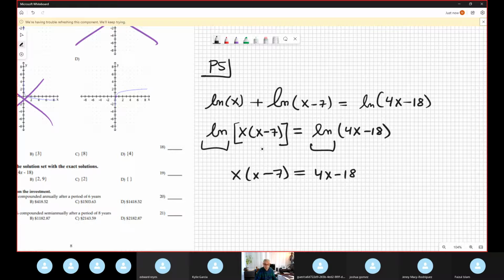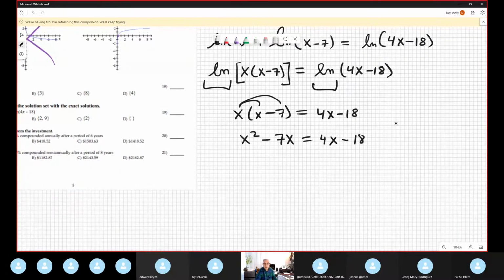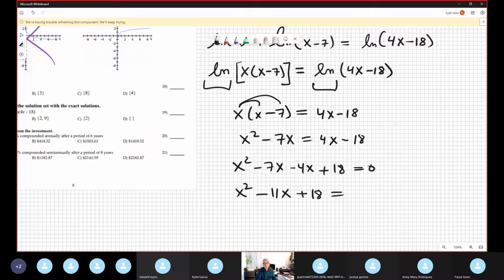So at the moment, we have a quadratic equation because when you distribute it here, we have x squared minus 7x equals 4x minus 18. So you express the quadratic as always in standard form. I put x squared minus 7x minus 4x plus 18 equal to 0, and we combine the terms: x squared minus 11x plus 18. Always when you end up with a quadratic equation, you have to express it in standard form.